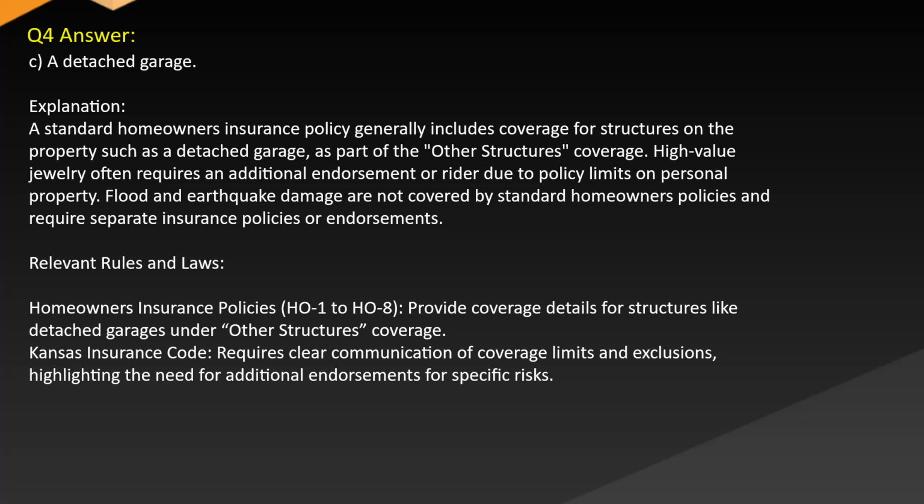Relevant rules and laws. Homeowners insurance policies HO and HAI provide coverage details for structures like detached garages under other structures coverage. Kansas Insurance Code requires clear communication of coverage limits and exclusions, highlighting the need for additional endorsements for specific risks.